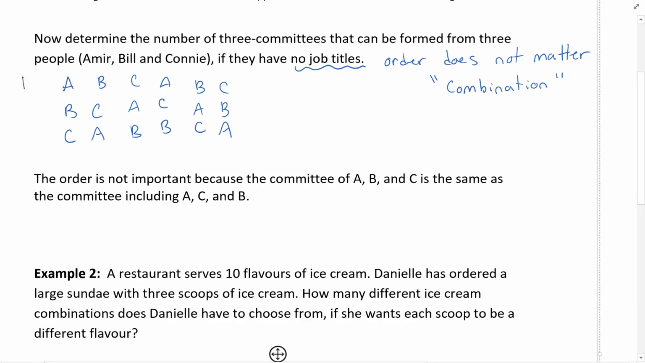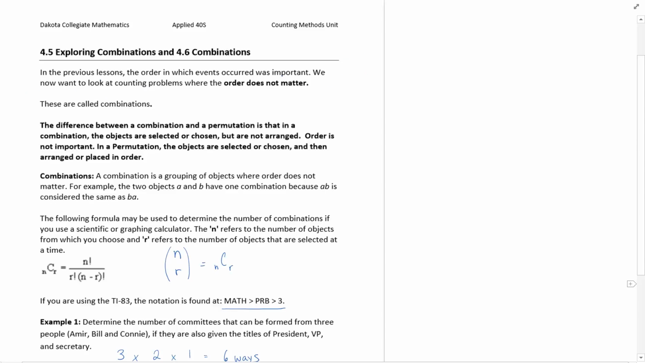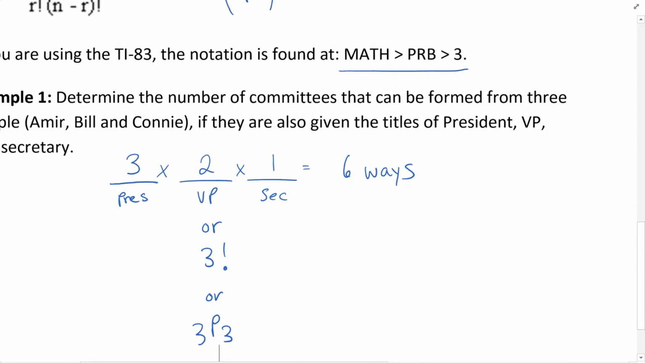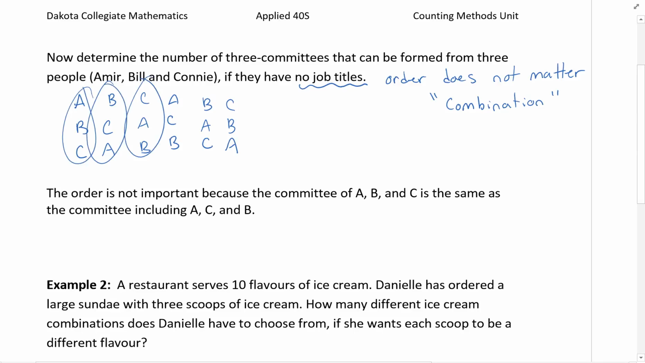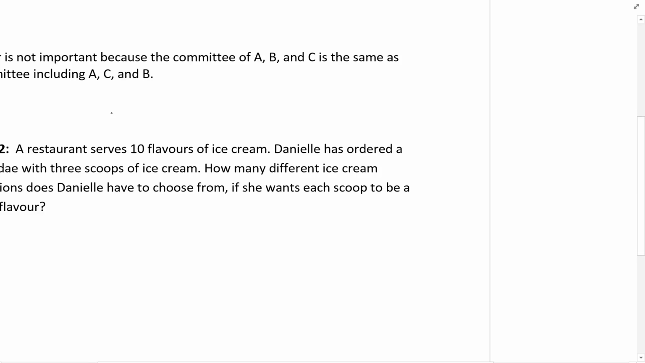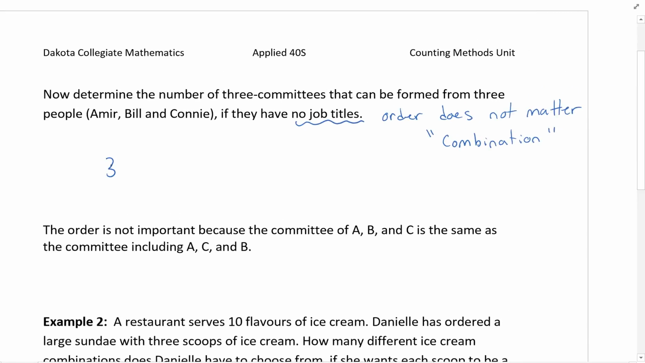Now if they're given the titles President, Vice President, Secretary, then for sure that's what we just did on the previous page, that's my 6 ways. But if they don't have titles anymore, does it matter which seat they sit in? Does it matter if Amir sits in that chair and Bill sits in that chair and Connie sits in that chair? No, it doesn't matter where they sit. It doesn't matter what they're doing. This committee is the same as this committee is the same as this committee, and so on. So there's only one way for those 3 people to be there, and that would be 3C3. So there's only one way.